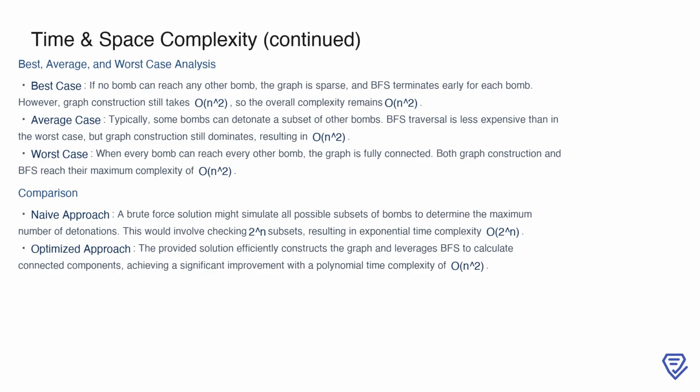Comparing this to a naive approach where we simulate all possible subsets of bombs, the naive solution would involve checking 2 to the power of n subsets, resulting in an exponential time complexity of O(2^n). The optimized approach, on the other hand, constructs the graph and uses BFS to calculate connected components, achieving a polynomial time complexity of O(n²), which is a significant improvement.